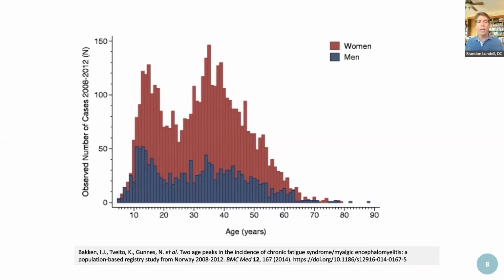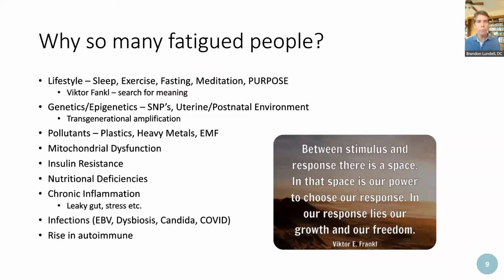But then later in life, probably after child rearing, the mitochondrial damage starts to build up. So we see this biphasic lifespan peak of fatigue and illness and autoimmune disease starting to happen. So next slide.